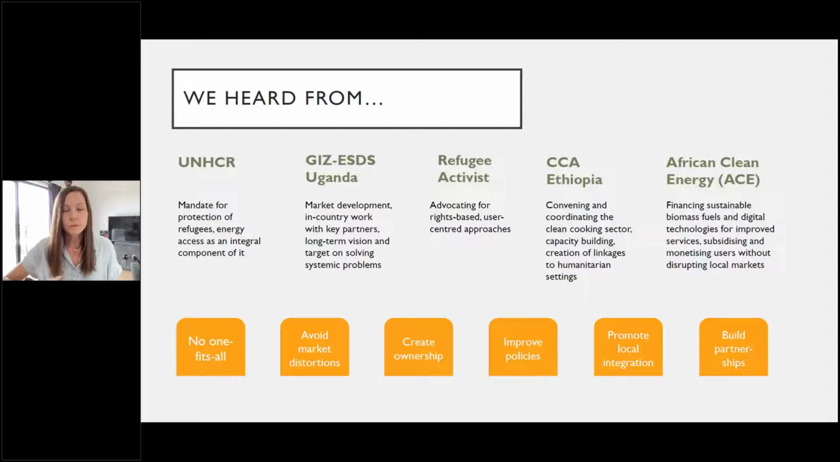We heard from a range of stakeholders, and they all do amazing work in this space from all different angles, from building partnerships to capacity building to informing policies, etc. But we did have some key conclusions that we came up with: that no one-fits-all solution exists, that we have to avoid market distortions, particularly when it comes to free distribution. We have to be smart about it. We have to create ownership of energy access among the stakeholders who are involved, and really have leaders who take that on. Improve policies, as I just mentioned, promote local integration, and also build better partnerships and really boost communication and interagency cooperation.